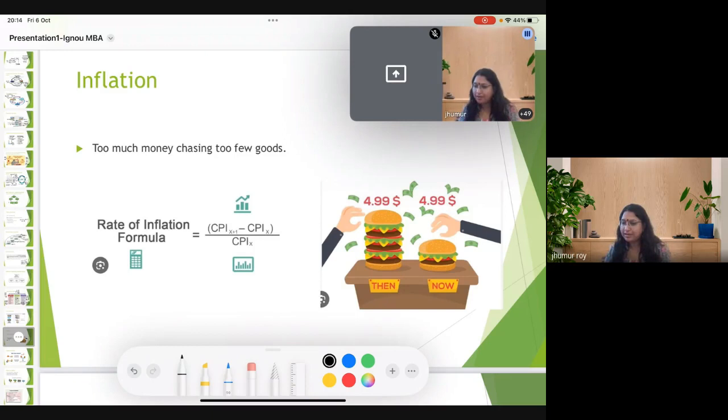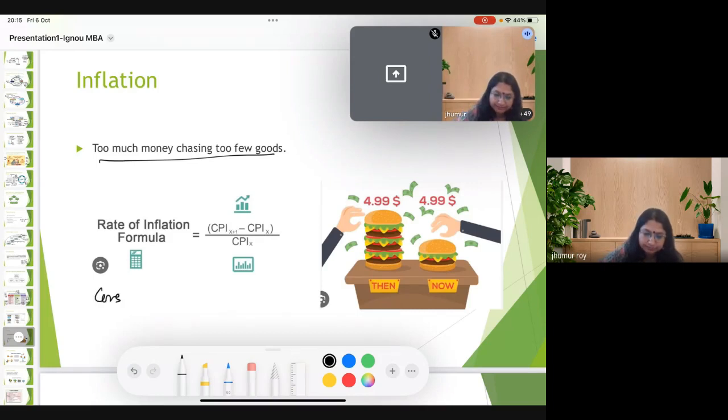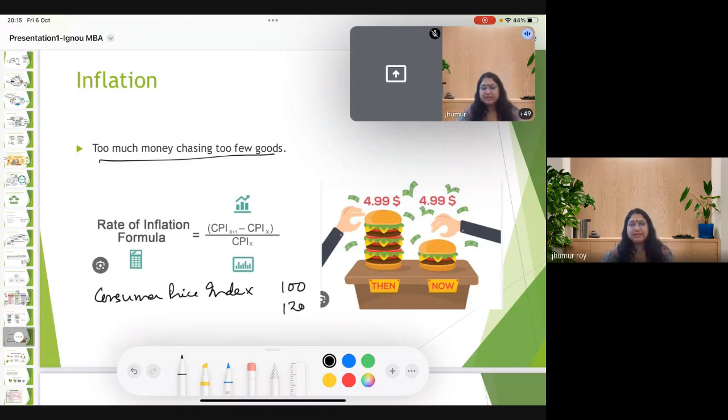Now this formula is the one we are using. We all know that inflation is when the prices are rapidly increasing. What I want to touch on is the rate of inflation, how it is calculated. When we calculate the rate of inflation, we are taking the consumer price index, CPI. What does it mean? If something was costing 100 rupees and it has become 120 rupees, that means there's a 20% rise in the prices. That is how we calculate the inflation formula.